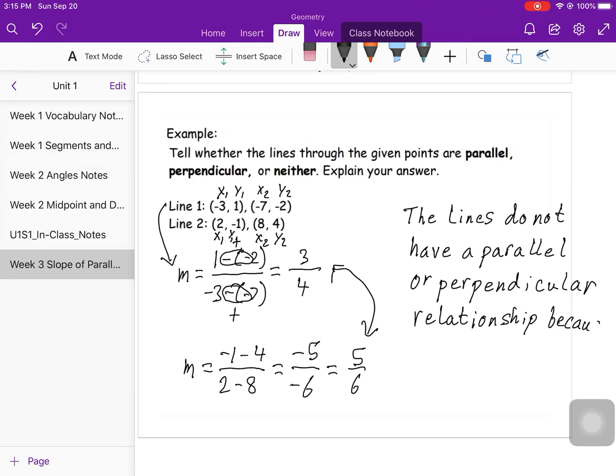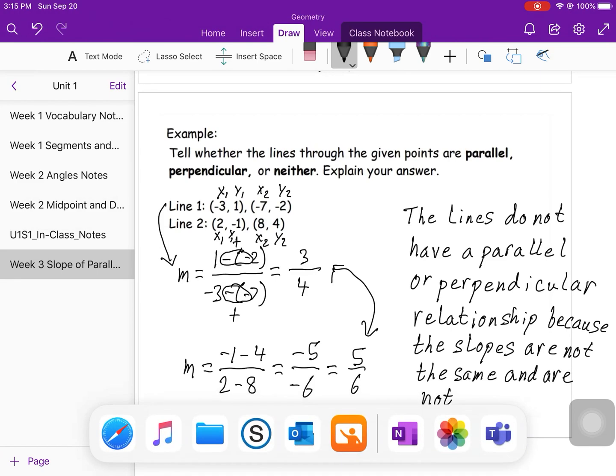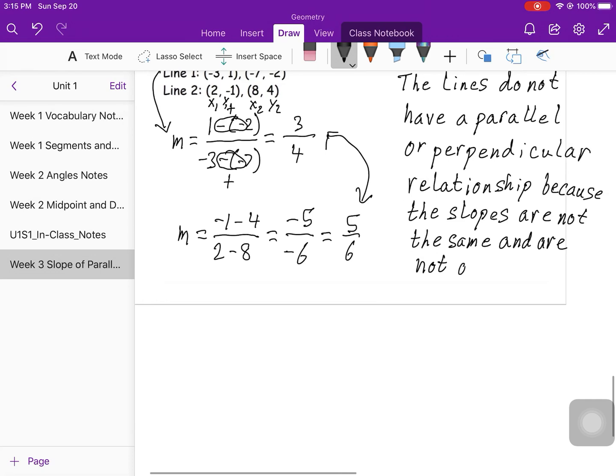because the slopes are not the same and are not opposite reciprocals. You know, that's a lot of writing. Typically, I wouldn't make you write this much.